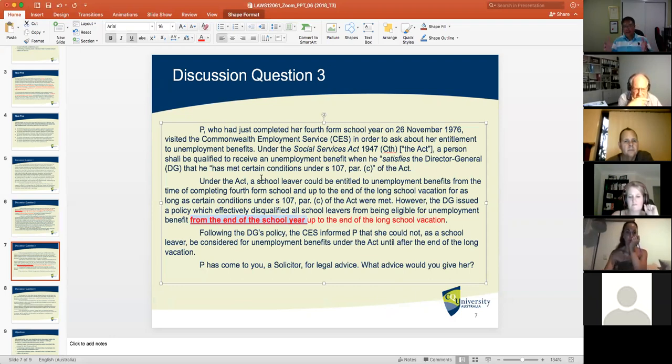So in other words, what the Director General has done is to shorten the period for a school leaver to be able to receive particular benefits under the Act, when in fact under the Act it's possible for a school leaver to have a longer period of time during which to claim benefits, because it doesn't have to be at the end of the school year, because a school leaver can actually end up leaving school prior to the end of the school year. The question is, what then happens? Would the Director General have the power to pass this regulation?